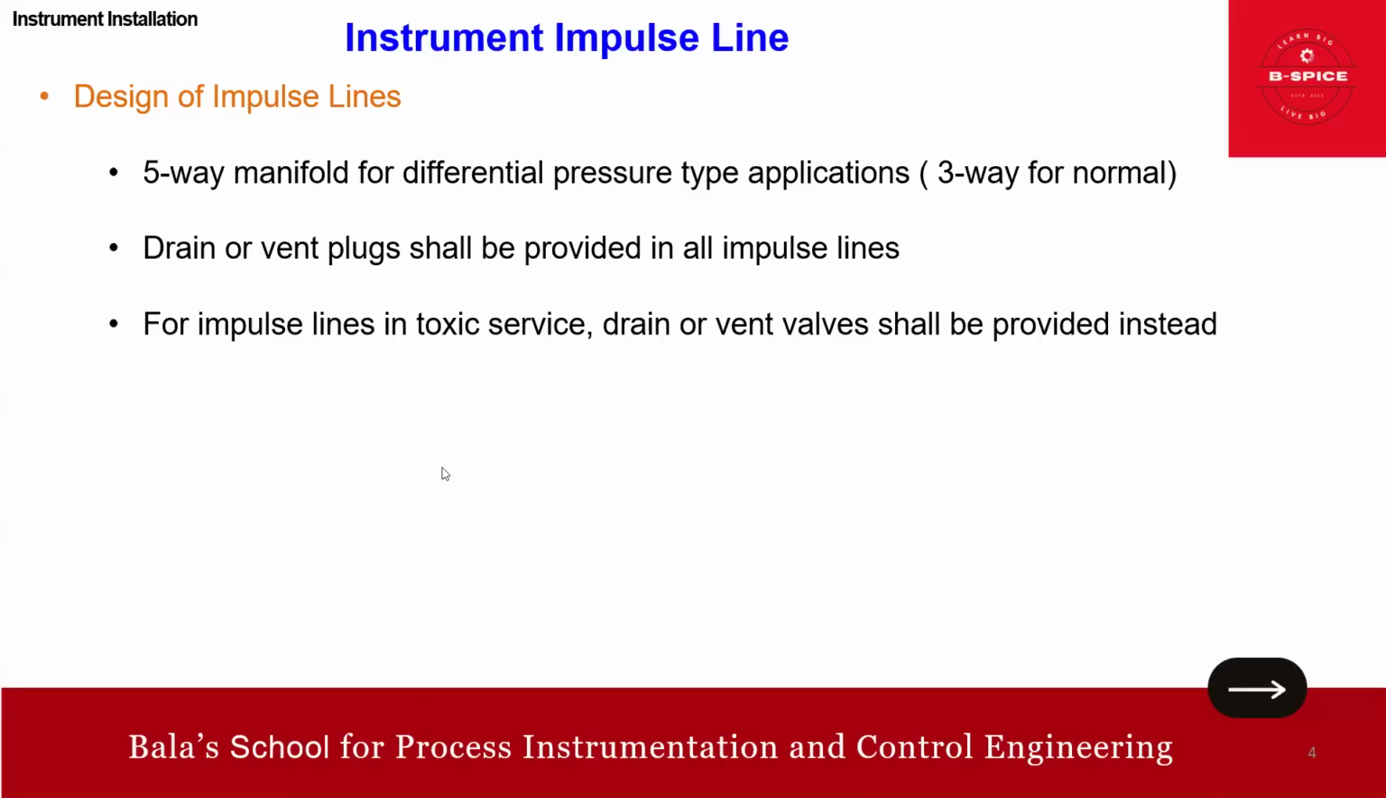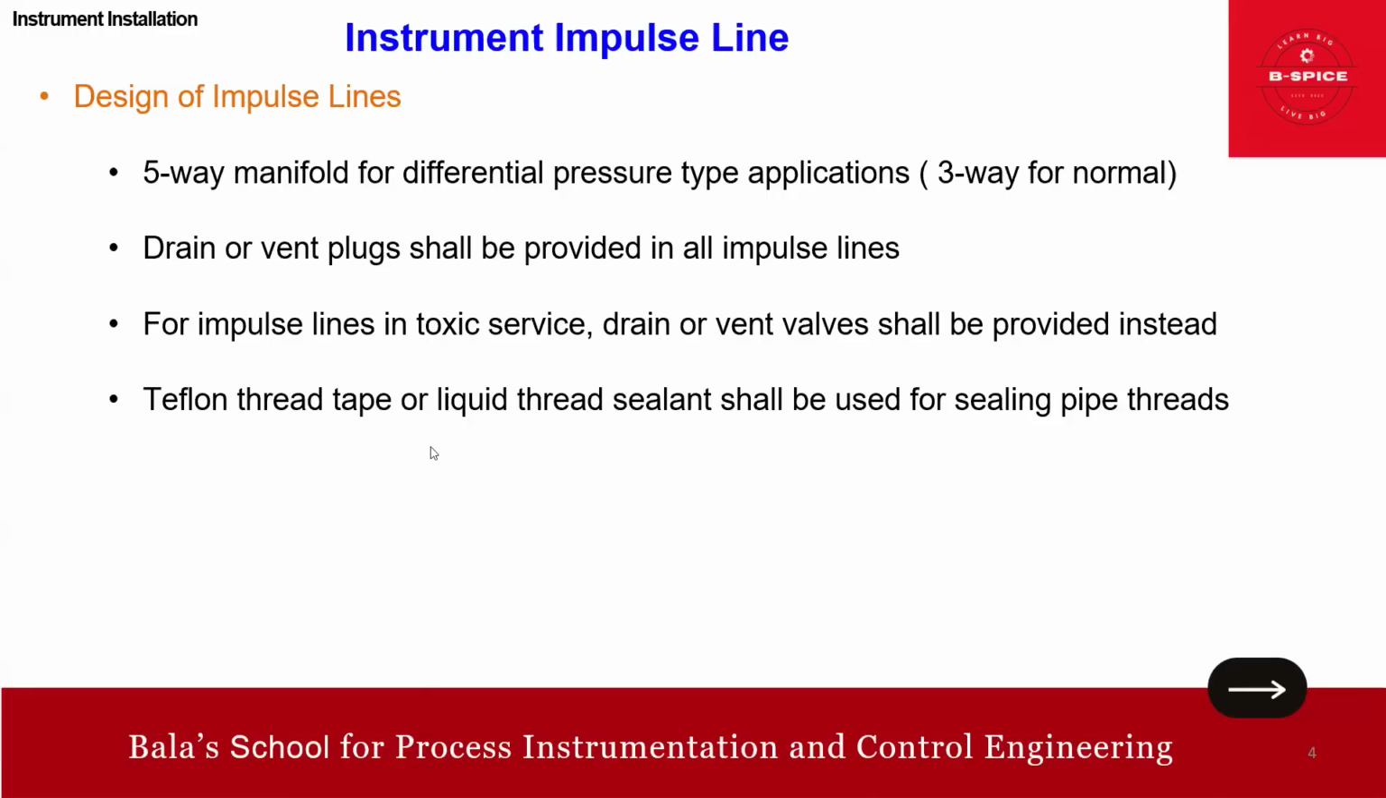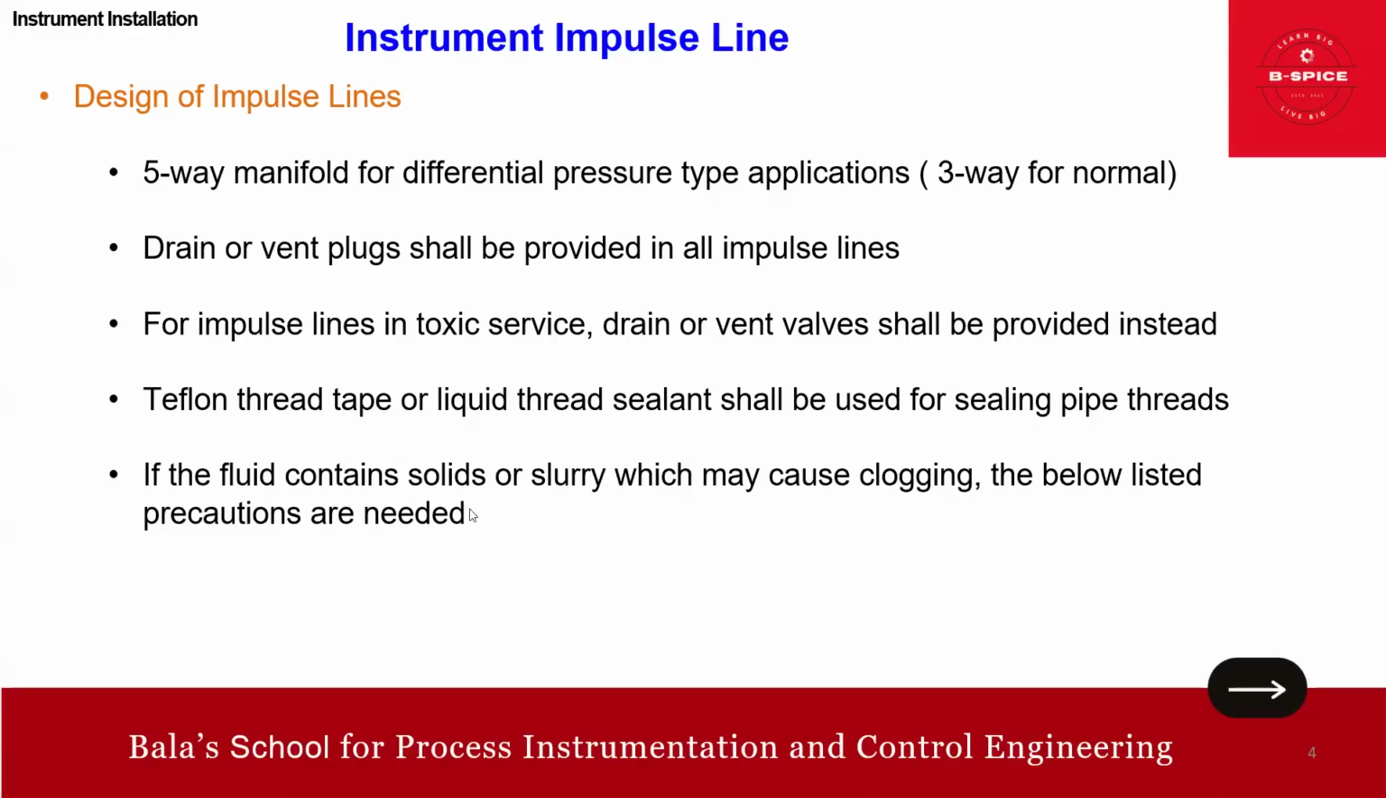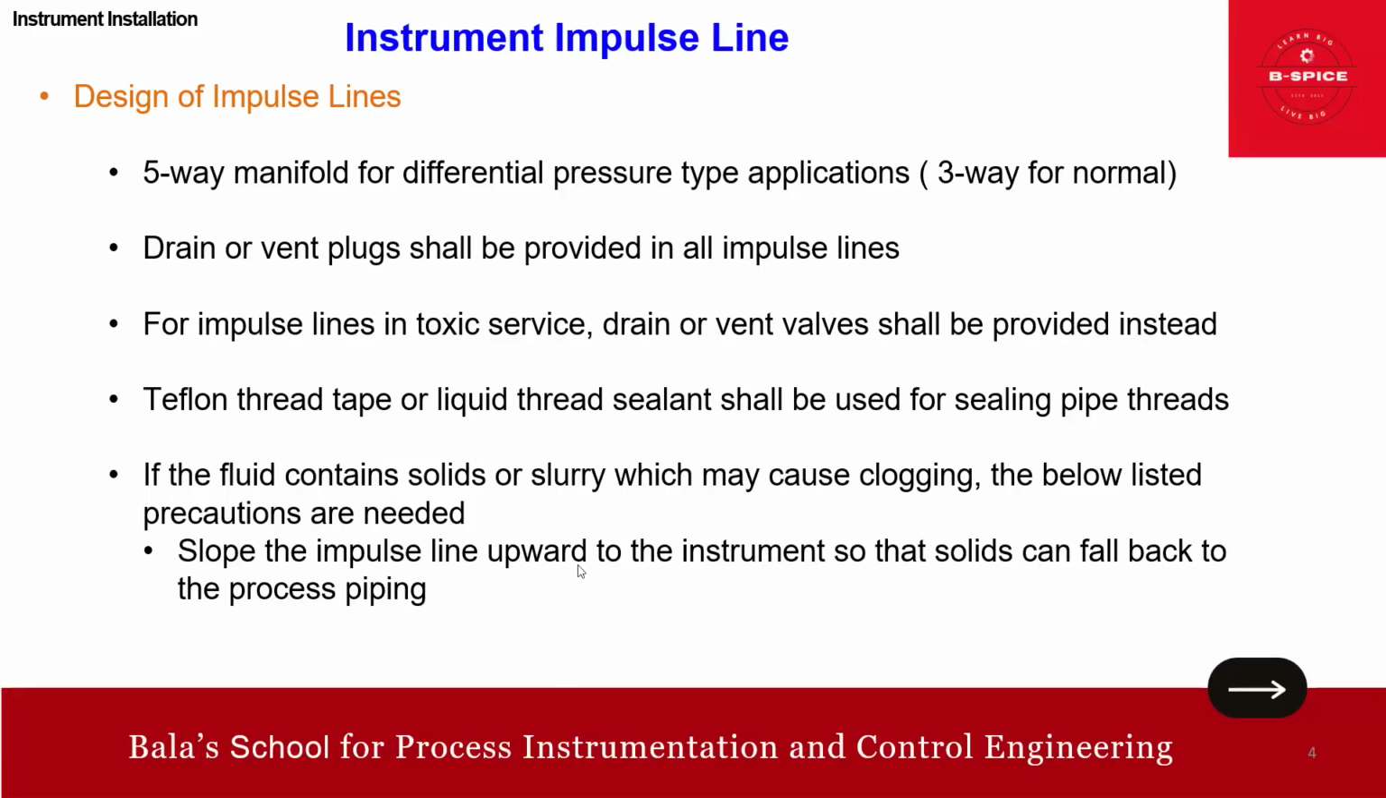For impulse line in toxic service, a drain or vent valve shall be provided instead. Okay, instead of drain and vent plug. So Teflon thread tape or liquid thread sealant shall be used as a sealing for pipe thread, sir. If the fluid contains solids or slurry, which may cause clogging, we need to take this precaution. What is that? Slope the impulse line upward to the instrument so that the solids can fall back to the process piping.